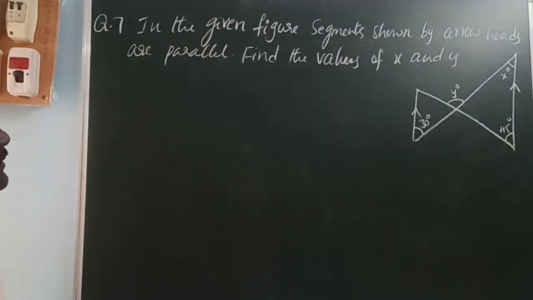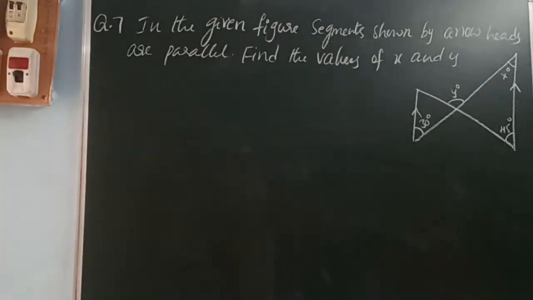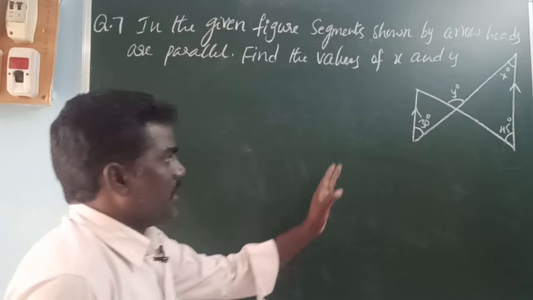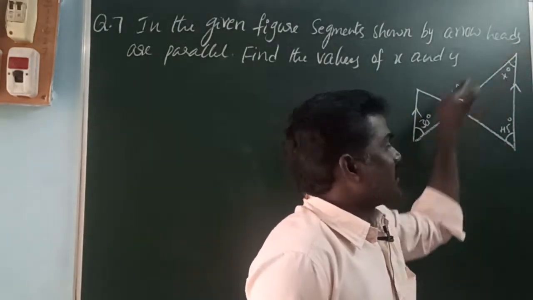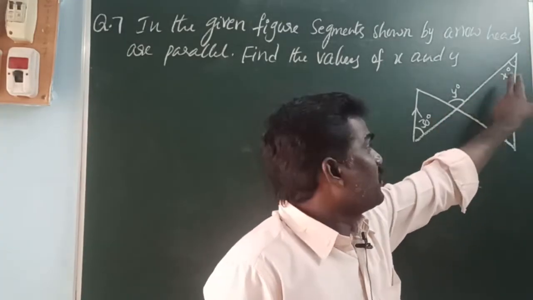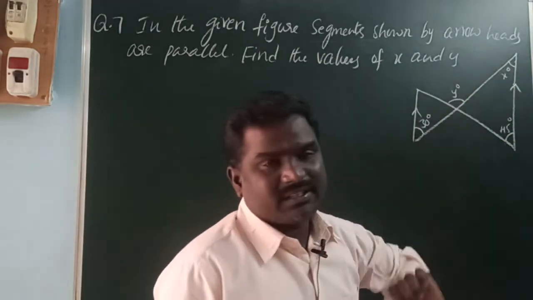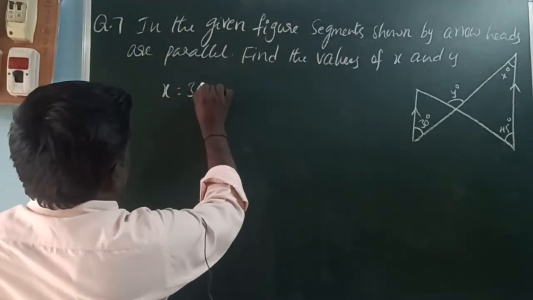Next, question number 7. In the given figure, segments shown by arrowheads are parallel. Find the values of x and y. So here these two lines are parallel. Then it is a transversal line. So it is an interior, it is an interior. These two interior angles are on either side of a transversal line. So here x is equal to 30 degrees.